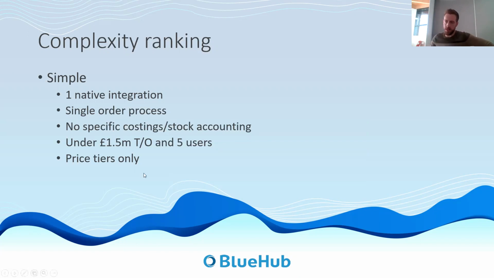Making sure that there's no specific costing or stock accounting requirements, as in they don't need to work in actual costings versus average. They don't necessarily need it to be FIFO or batch or serial controlled. Often these businesses will be under 1.5 million, if not a bit smaller, on a turnover scale, and under 5 users or 5 employees. And likely we'll just need to price tiers. They're not going to need things like contract pricing per customer or quantity-based discounts.